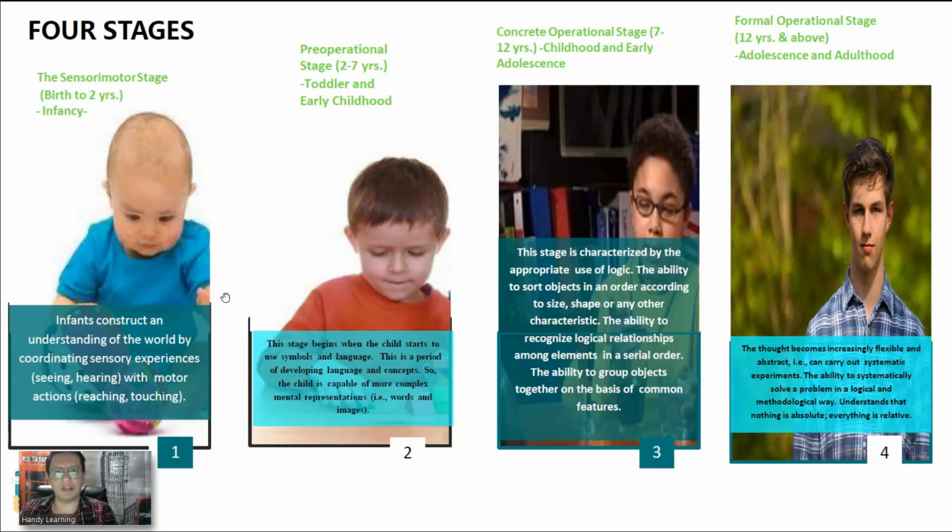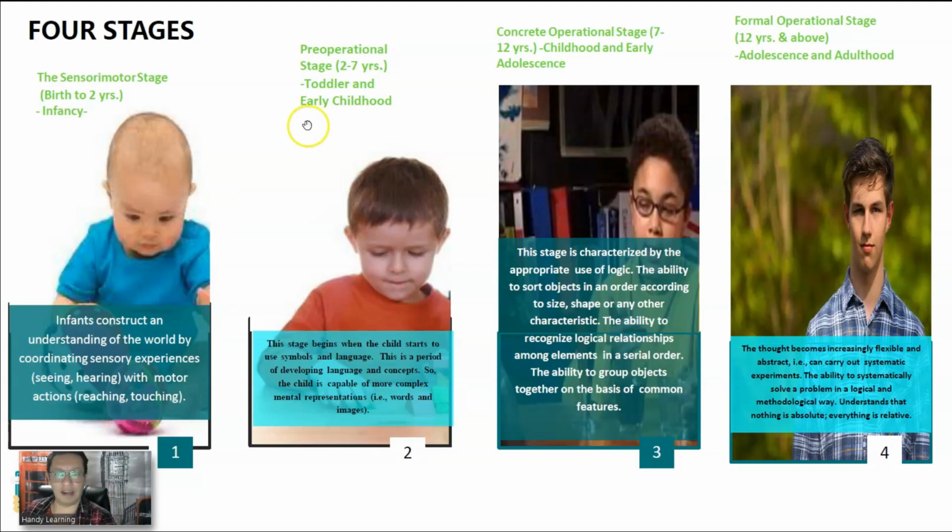Something important during this stage is that whatever is visible, whatever is there in front of them, exists. But in the moment that they cannot see something, that something just disappears, and that is why the peekaboo game is so famous among babies.